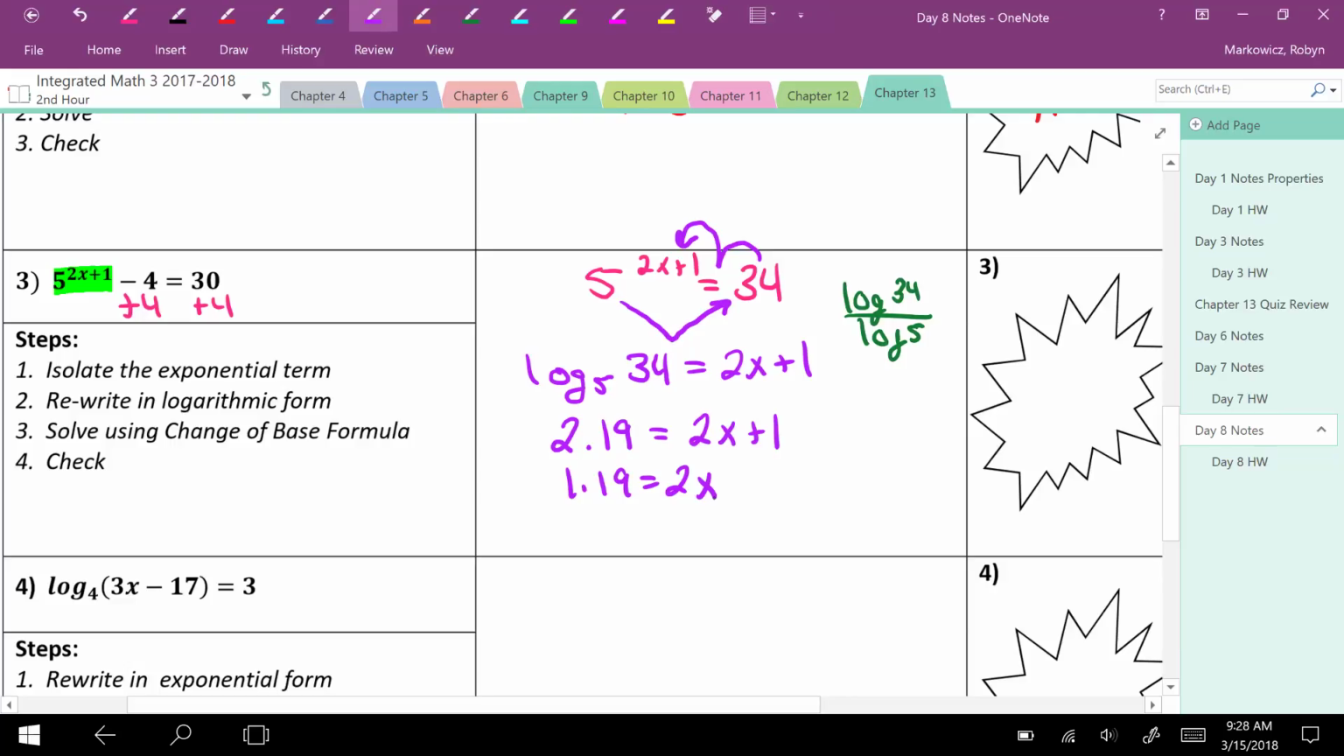What is 1.19 divided by 2? 0.595. X equals 0.595, which we could round to x equals 0.60.